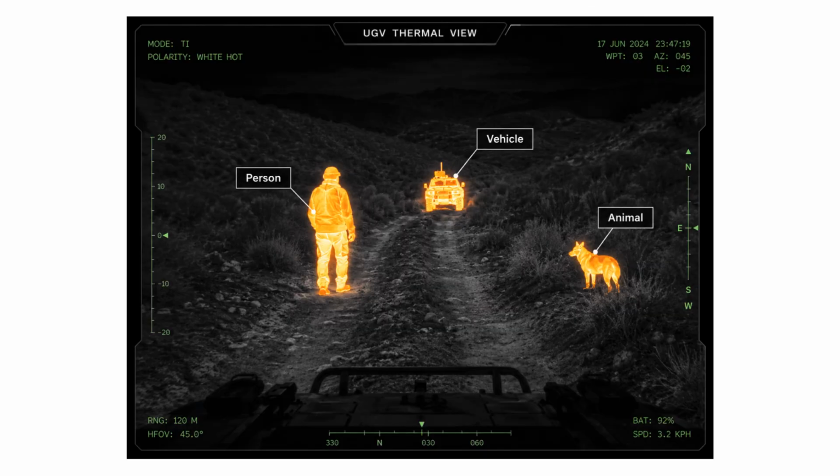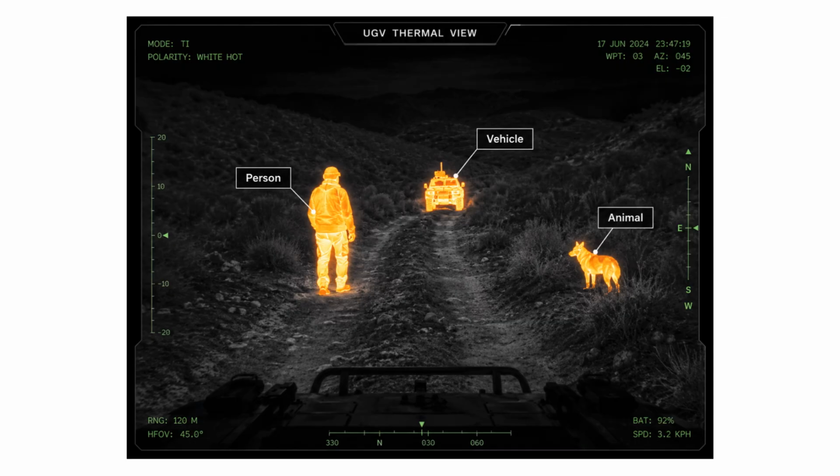This image shows how a UGV thermal camera sees the environment at night. The scene is displayed in a thermal view, where warmer objects appear much brighter than the cooler background terrain. Here, we can clearly identify three important targets.